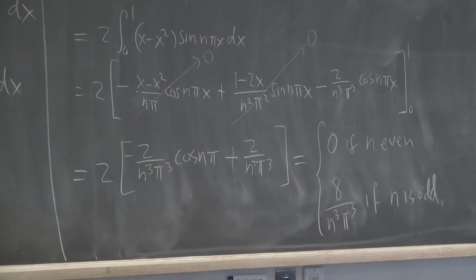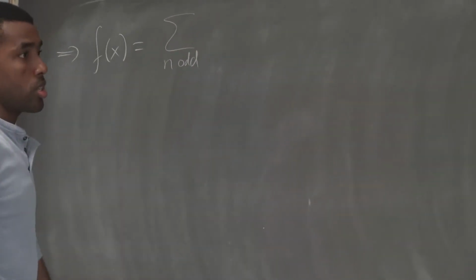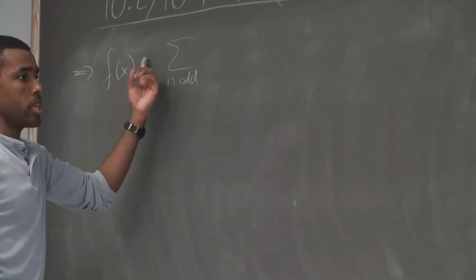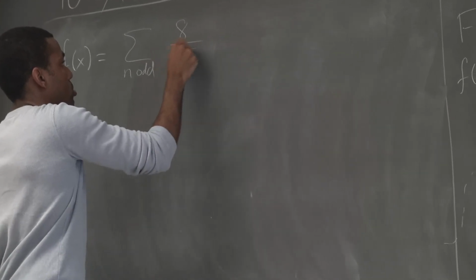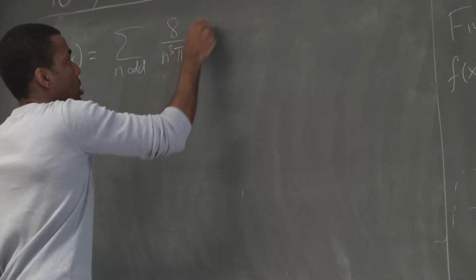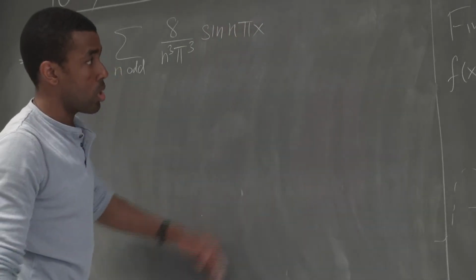So my Fourier series would be the sum over all odd integers, so it only counts 1, 3, 5, 7, 9, of 8 over n cubed pi cubed sine of n pi x over L, which is 1.